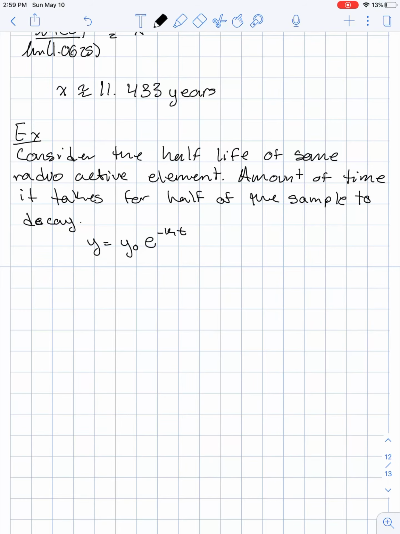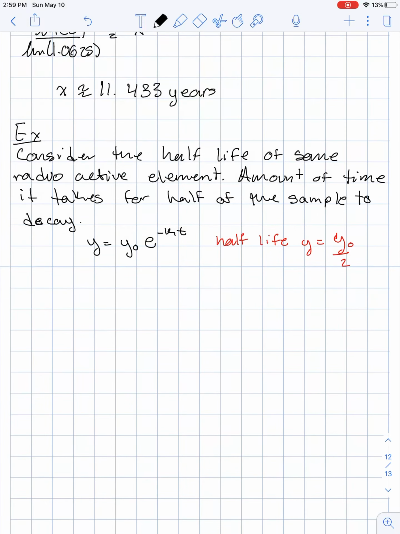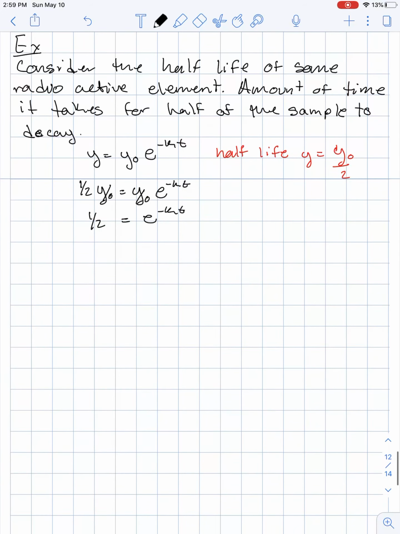So k is a positive number, so negative k is a negative number. If we're doing half-life, well, that's when y equals y naught divided by 2, half of it, right? So we're going to get 1/2 y naught equal to y naught e to the negative kt. Well, these two are going to cancel out. I'll get 1/2 equal to e to the negative kt.